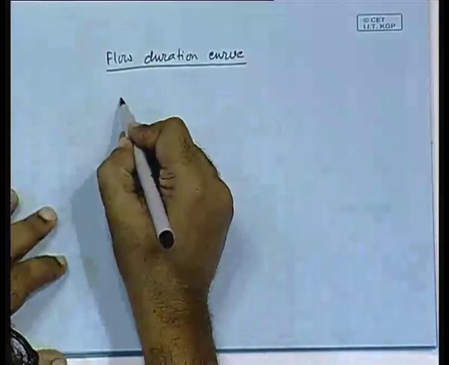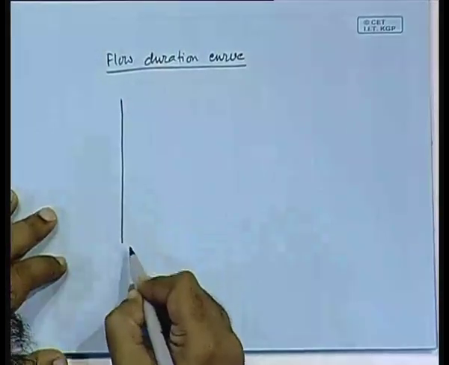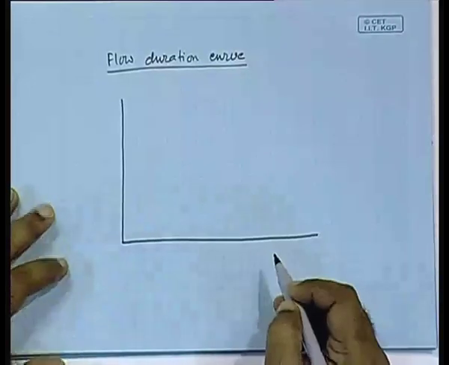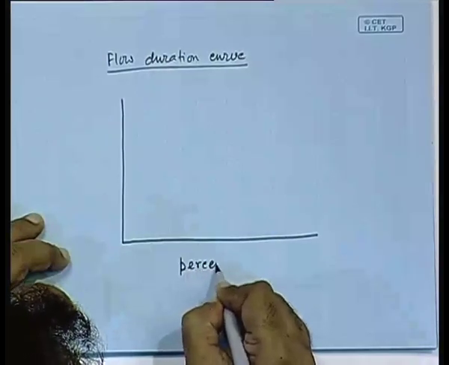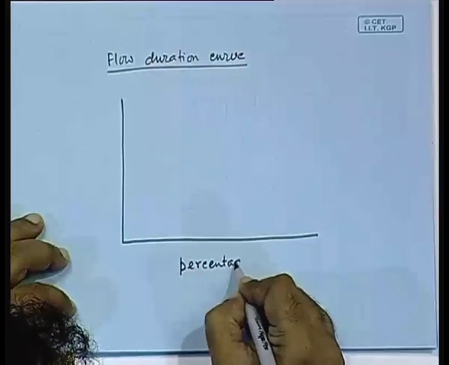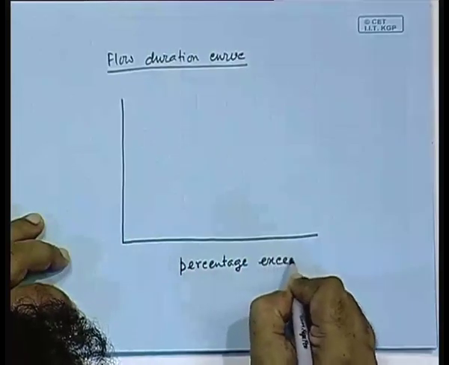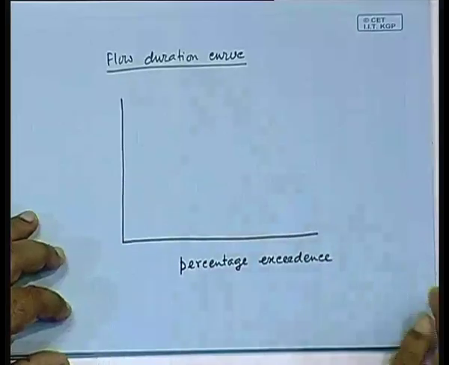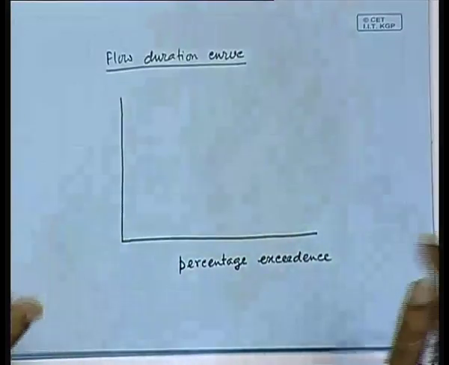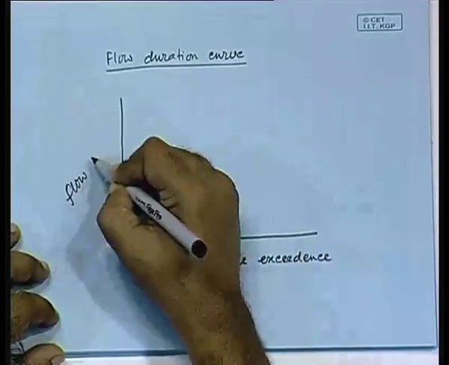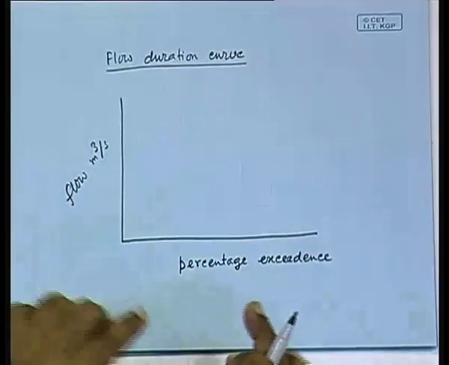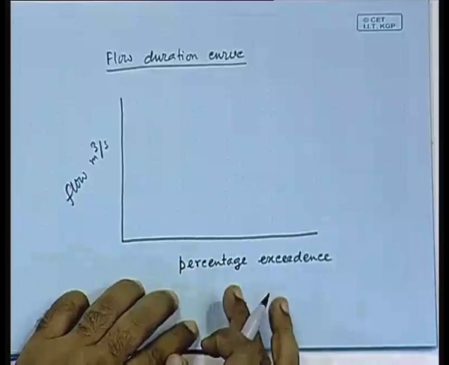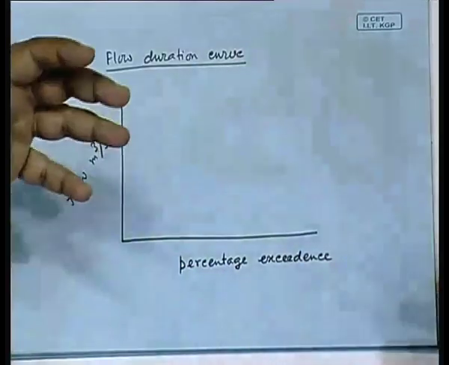So, in the flow duration curve, you have on the x axis the percentage exceedance, I will explain what it is, and here is the flow. So, you are asking for how much time a particular flow has been exceeded.